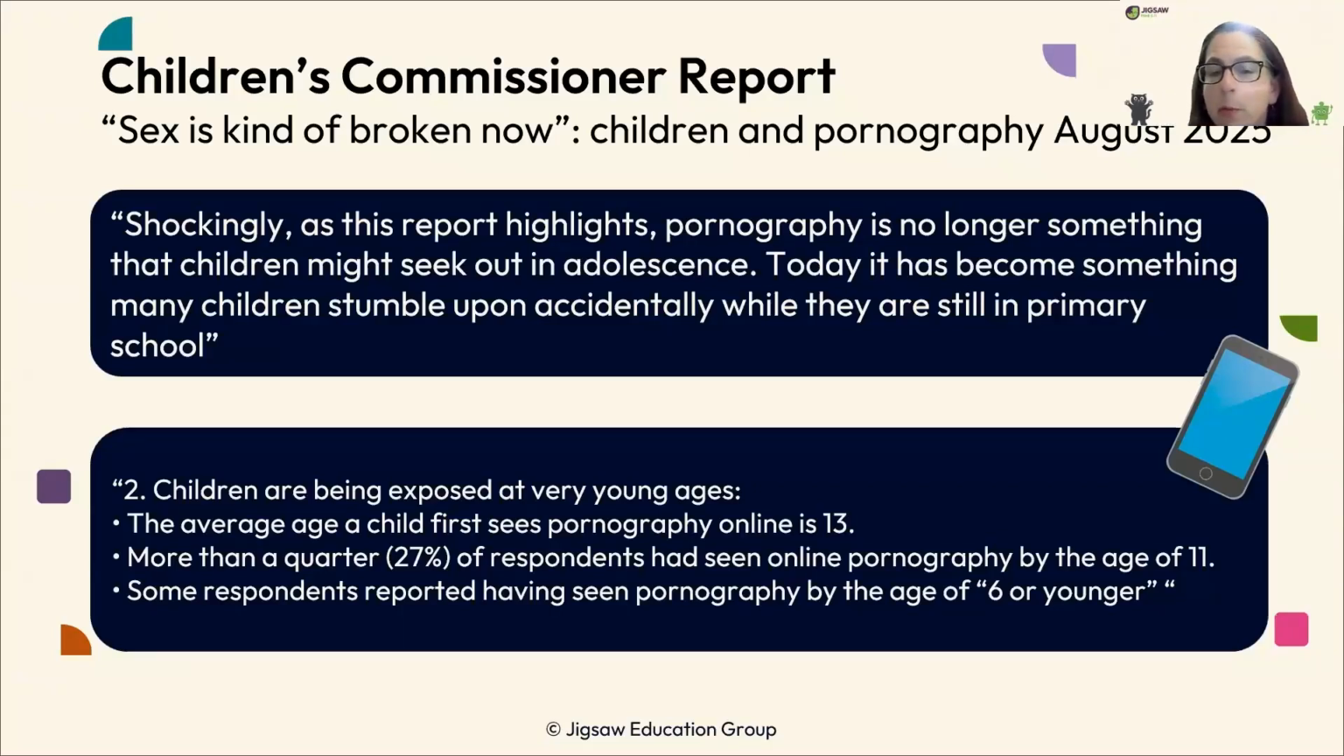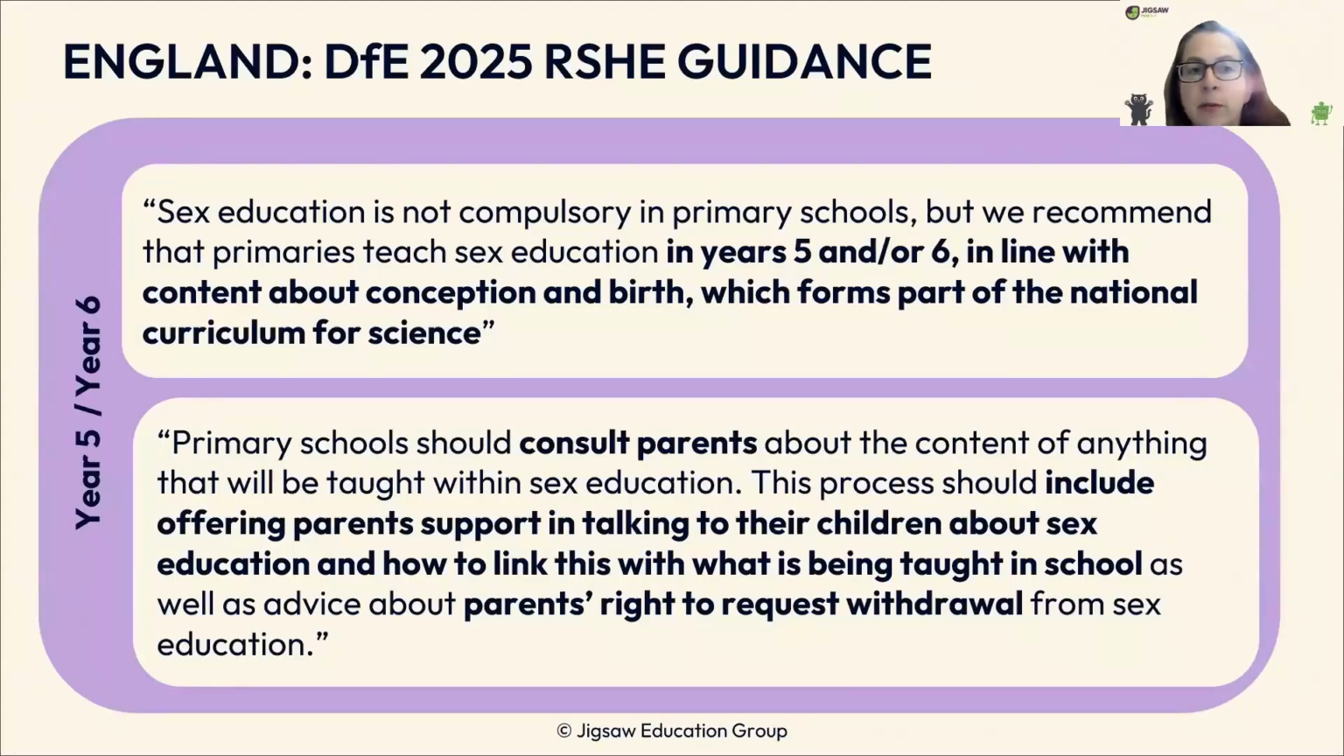So I think that's a really important part of what we're doing. What does our guidance say? I'm not going to go through it in a lot of detail, but in England, the latest guidance is that we teach sex education. It's recommended that it is taught in year 5 and year 6, looking at content about conception and birth, which is basically mirroring what's part of the national curriculum for science. But of course, in sex and relationships education, the RSHE, we're looking at it as slightly more holistic, in the context of relationships as well.